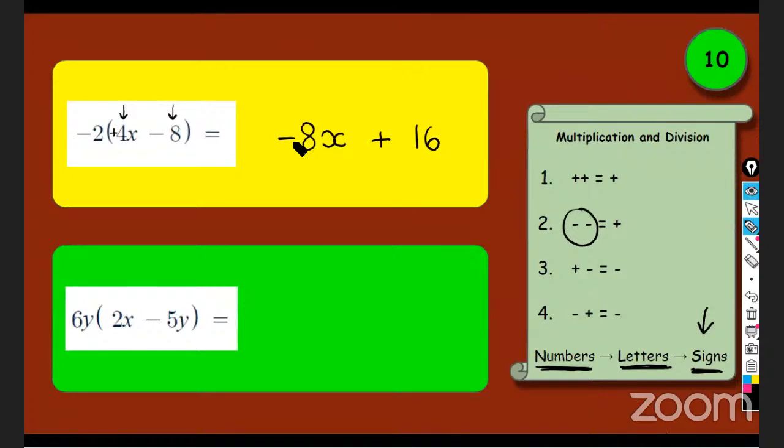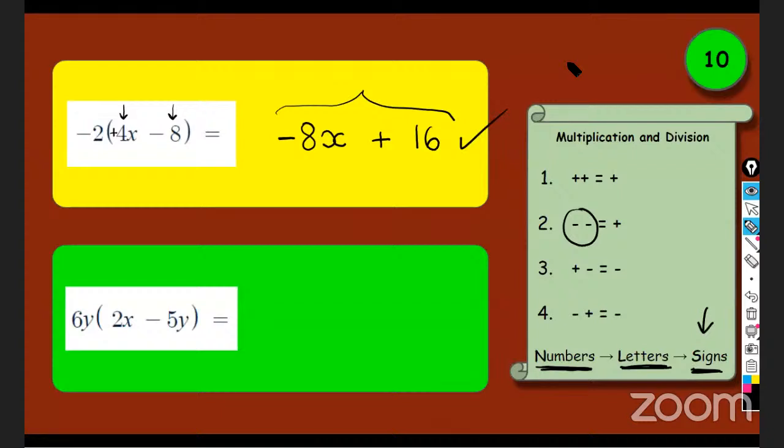Is it possible to add -8x and 16? Is it possible to squish those two answers together to get one answer? No. Because remember, from last week, you can only add or subtract or squish two things together if the letters are the same. This 8x has an x and this 16 does not have an x. They're completely different. This is the final answer. There's nothing you can do to simplify that. Nothing, nothing, nothing, nothing. Okay?